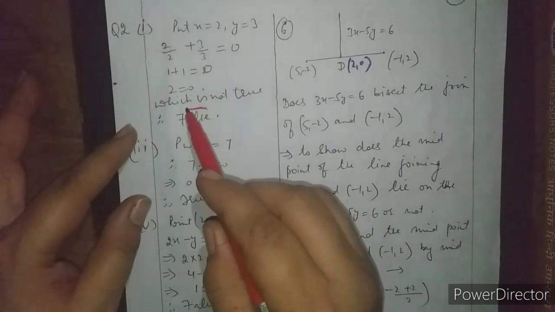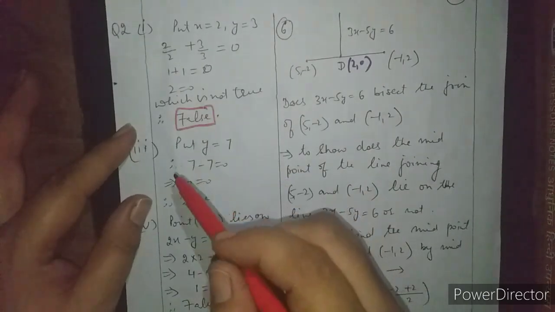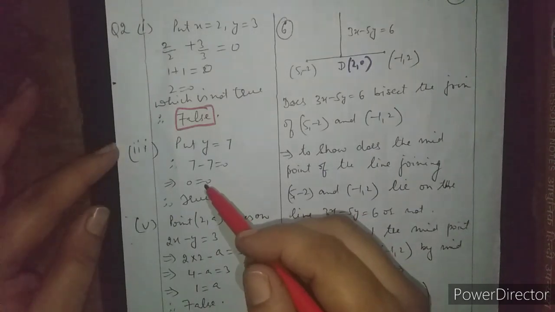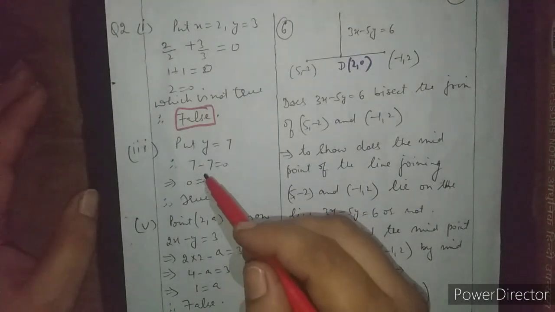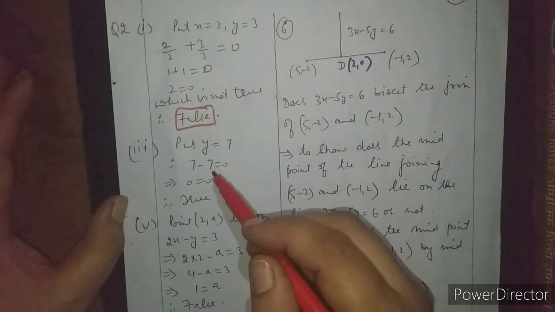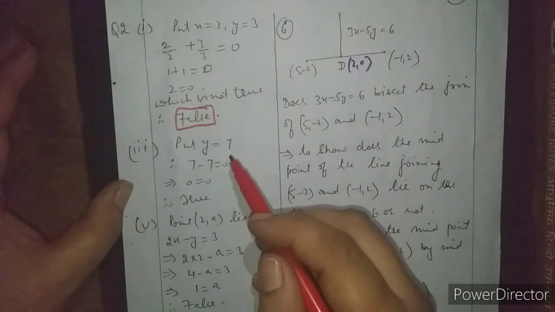It means this statement is false, right? Now come to part number 2. Part number 2, we have to check exactly the same way like part number 1. Now I begin part number 3. Part number 3 says the point (8, 7) lies on the line y minus 7 equal to 0 or not.